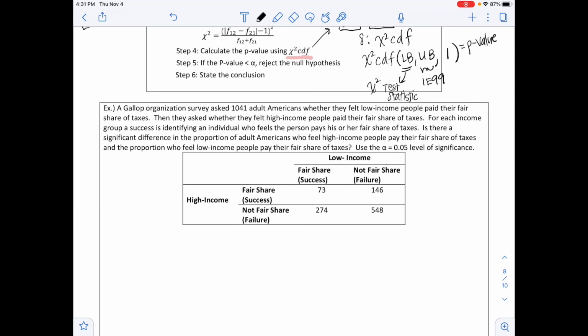And so our two-way table, or contingency table, that we have listed here, you'll notice low income and high income, and then fair share and not fair share. And I'm going to go ahead and abbreviate my two groups as HI for high income and LI for low income.